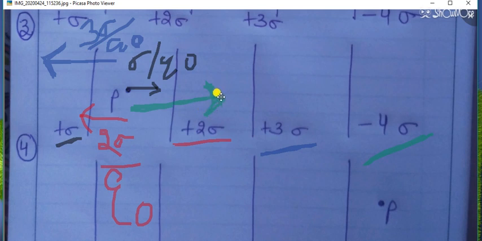So I hope these 4 vectors are clear. Its magnitude will be 4 sigma by epsilon naught. So 2 vectors are in this direction, right? 2 vectors are in the left direction. So it has 3 plus 2, 5, and it is 4 plus 1, 5.